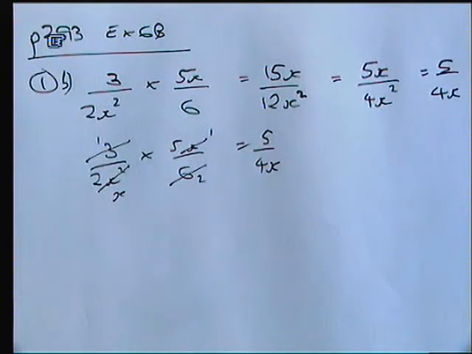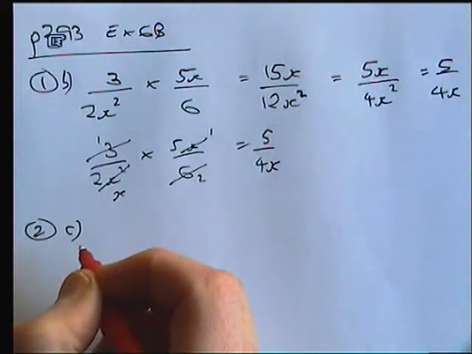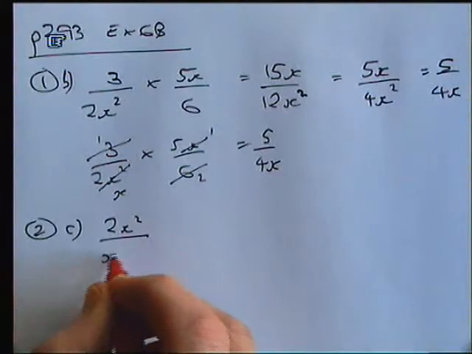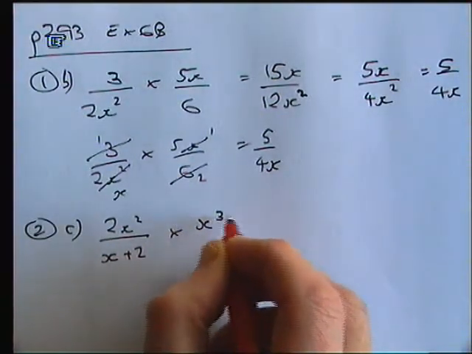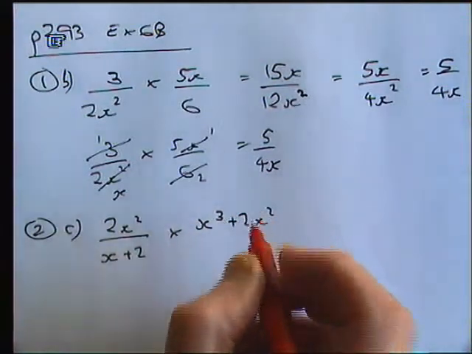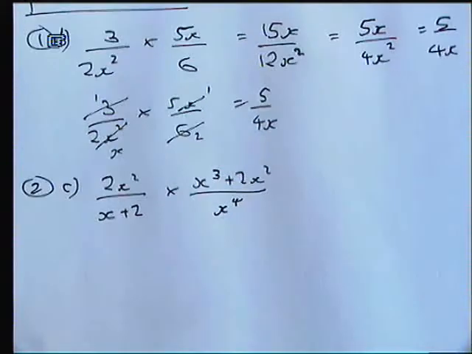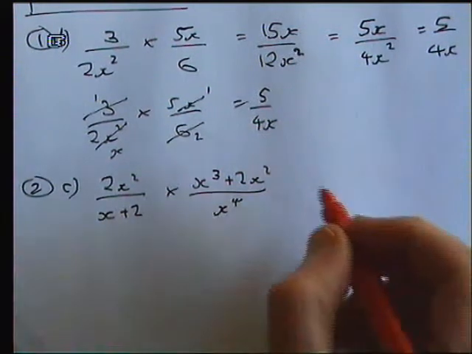Go on, question 2. Which bit would you like me to do? Part C. 2C: 2x squared over x plus 2, times x cubed plus 2x squared over x to the power of 4. Josh, you chose the question. Anything you'd like to do for a first step here? Times the fractions together.